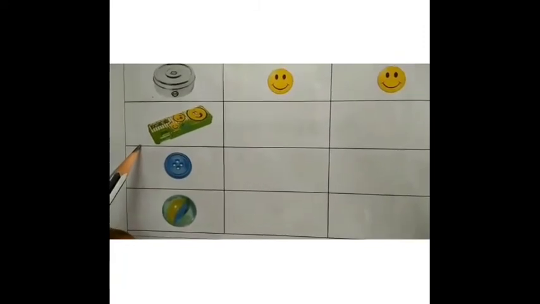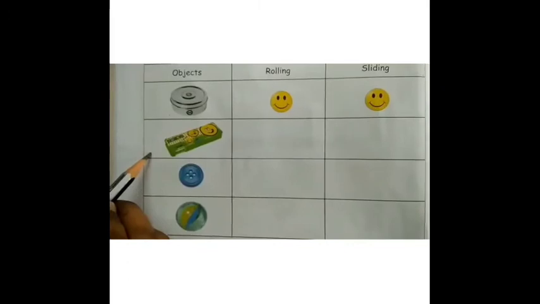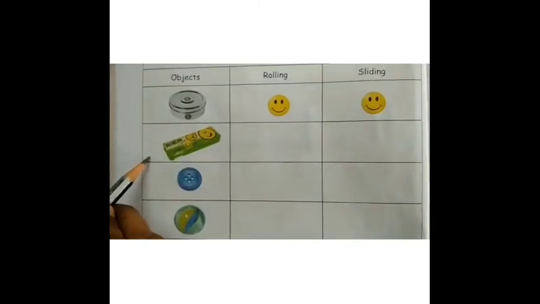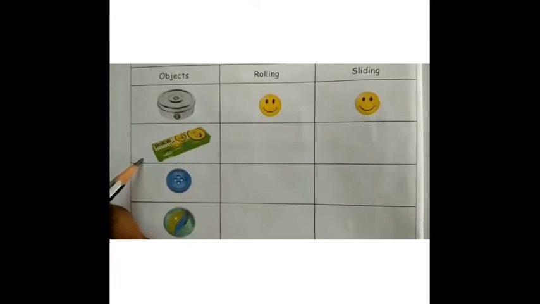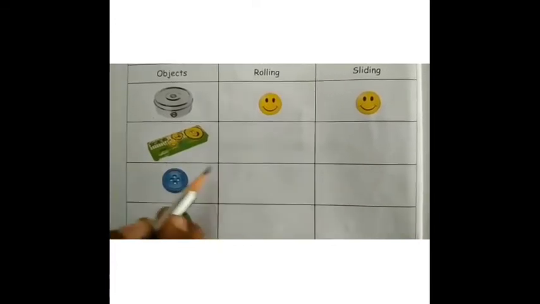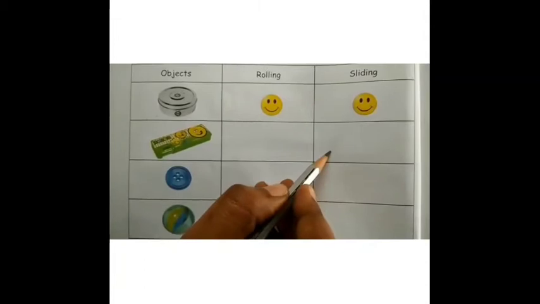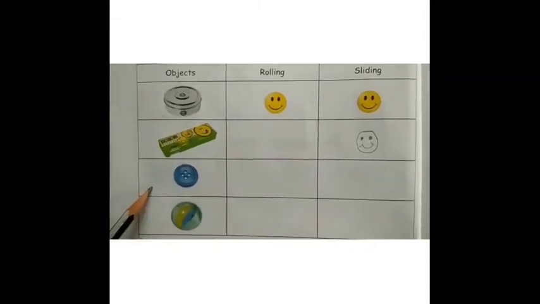Let us see the second one. The second object is a pencil box. The pencil box is sliding when it is on the slide because the pencil box is the flat object. So, we have to draw a smiley image under the sliding. Let us see the third one.